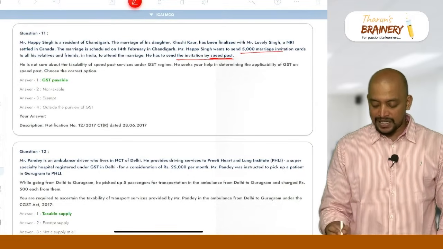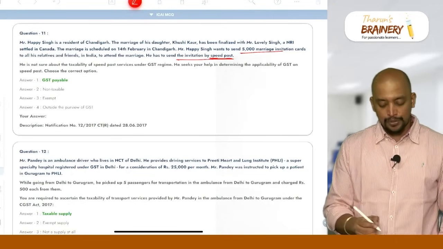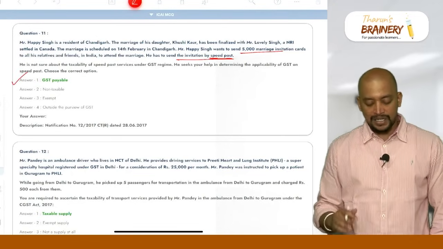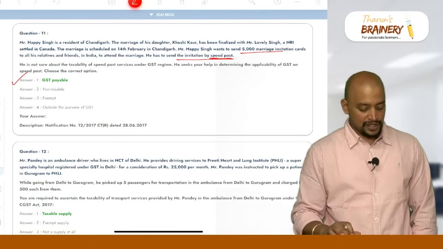He seeks your help in determining the applicability of GST on speed post. So GST will be payable. It is taxable. We don't have any exemption on that.